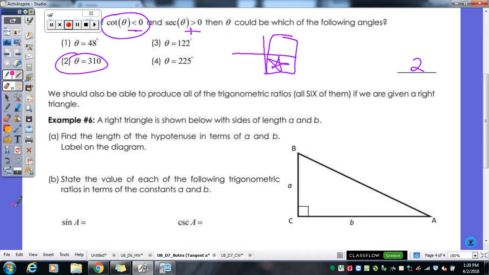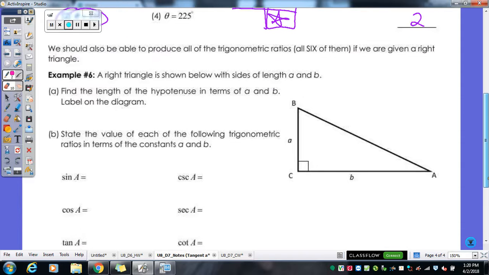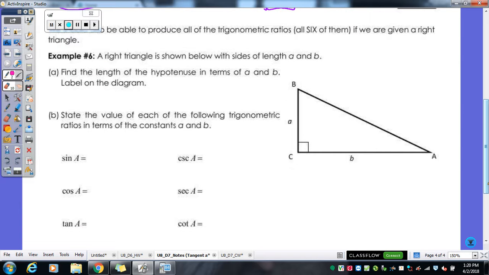Now, just like we were doing with our tangent, you can find all 3 of your trig ratios with any triangle. You can also find all 6 of them now. You would just find your sine, cosine, and tangent, and then flip them, and that gives you your reciprocal ones. First we have to find our hypotenuse in terms of A and B, using our Pythagorean theorem.